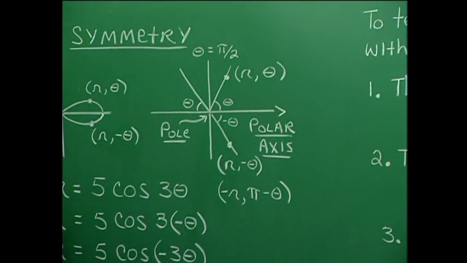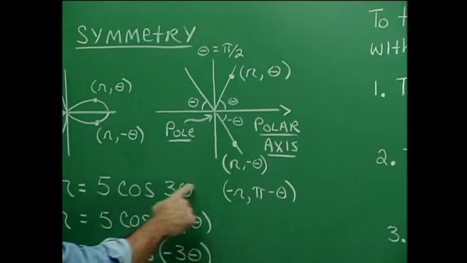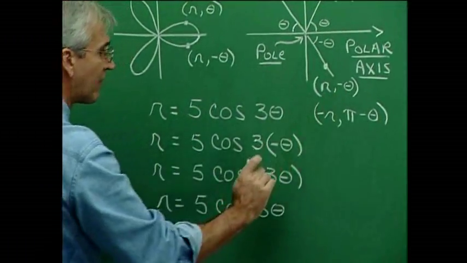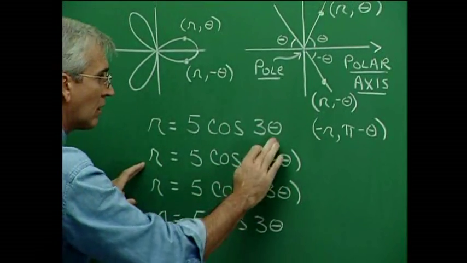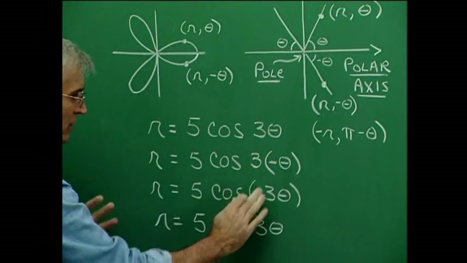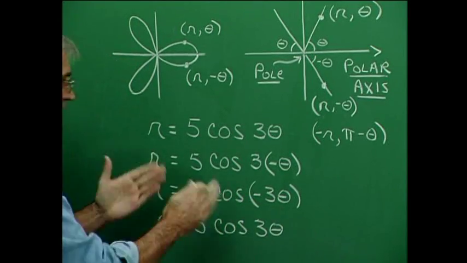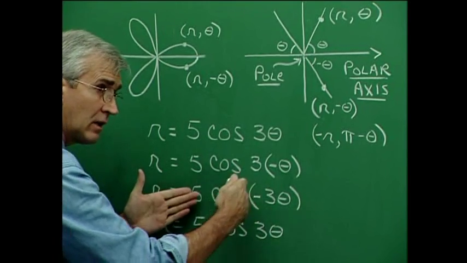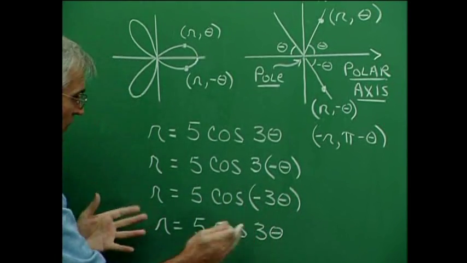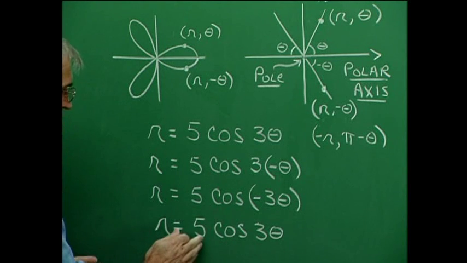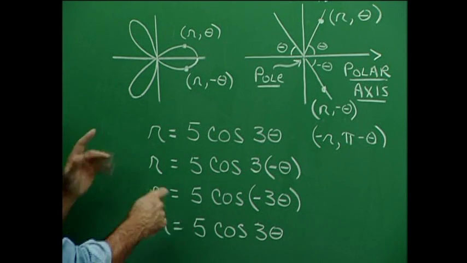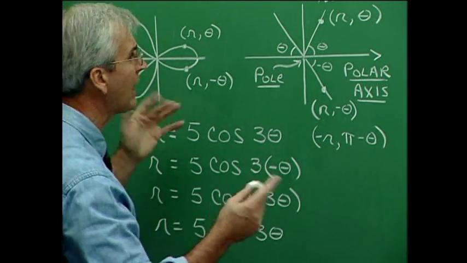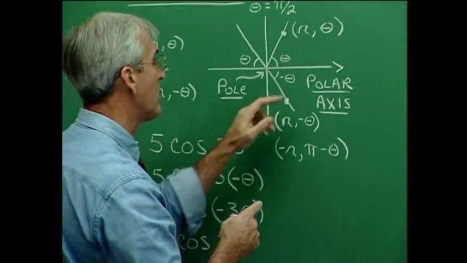All right, the replacement on our problem would go like this. We start out with our equation. Now, we're replacing theta with negative theta, so this becomes negative 3 theta. But we know that the cosine of the negative of an angle is the same as the cosine of the angle itself. And therefore, this is indeed the same as 5 cosine 3 theta. This is a relatively easy analysis. They get a little more difficult than this. Anyway, that's the test for symmetry about the polar axis.